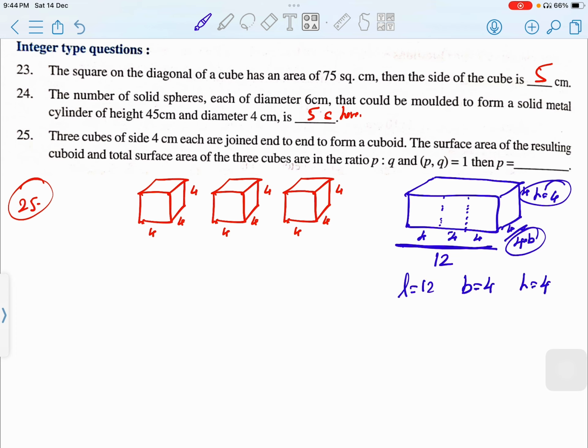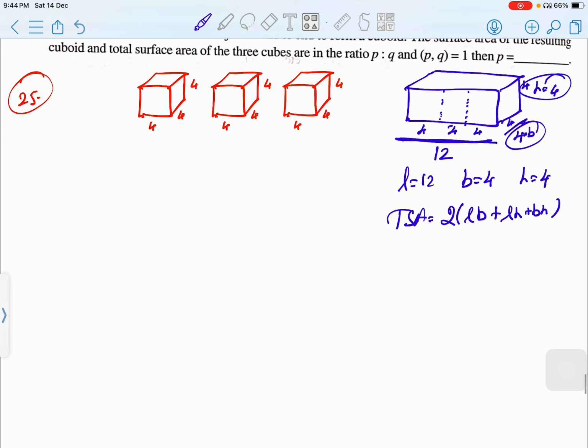They are asking me to find the surface area of the resulting cuboid. So what is the total surface area? 2 into LB plus LH plus BH. So 2 into 12 fours are 48. LH again 48, BH 16. You can have it as it is or you can find 224.